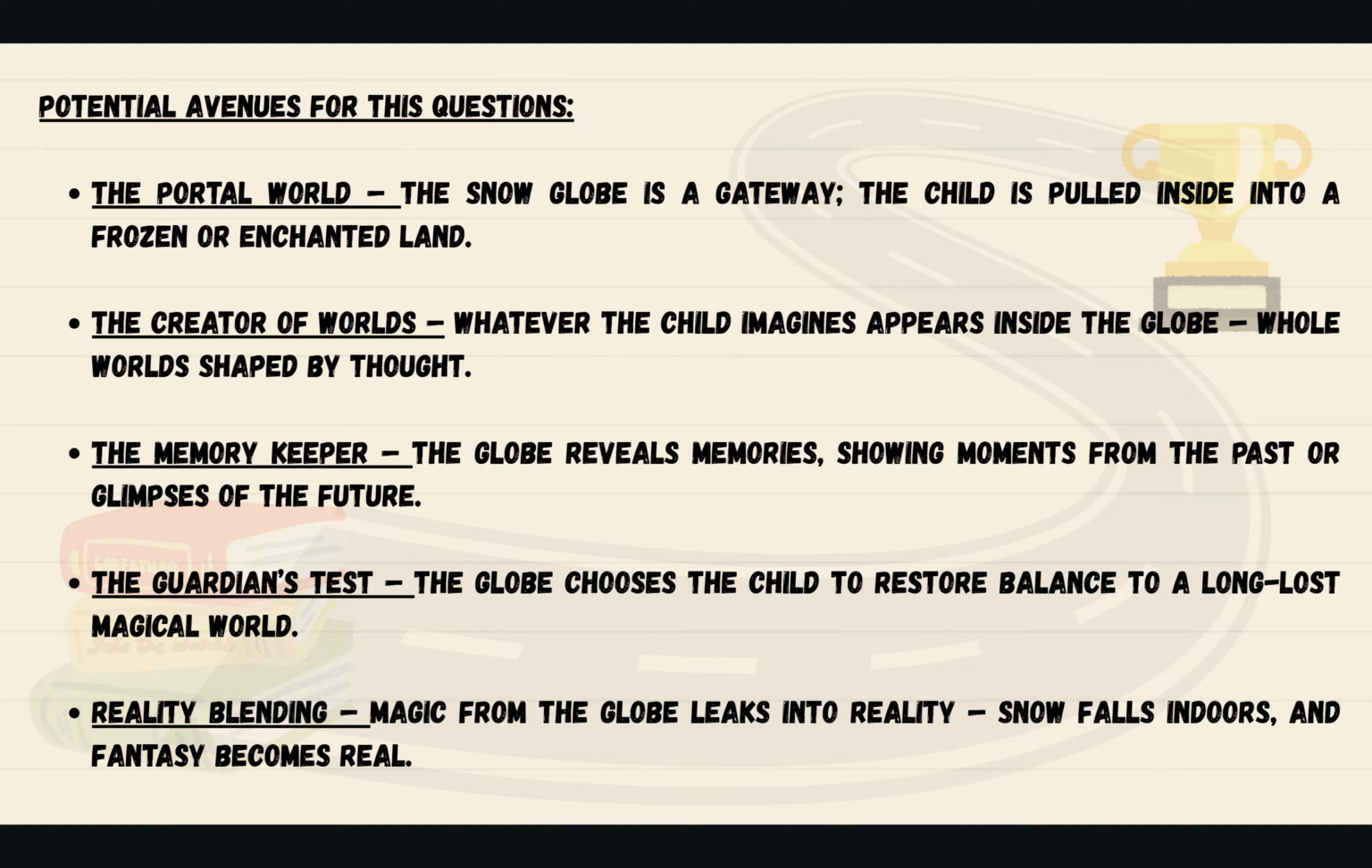Here I've shown potential avenues for this question, so we could look at it in terms of a portal world, where the snow globe is a gateway and the child is pulled inside into a frozen or enchanted land. We could look at it in terms of the creator of worlds, so whatever the child imagined appears inside the globe and the whole world is shaped by thought. We could look at it as the memory keeper, where the globe reveals memories, showing moments from the past or glimpses of the future. We could look at it in terms of the guardian's test, where the globe chooses a child to restore balance to a long-lost magical world. And lastly, we could look at it in terms of reality blending, where the magic from the globe leaks into reality, snow falls indoors, and a fantasy becomes real.